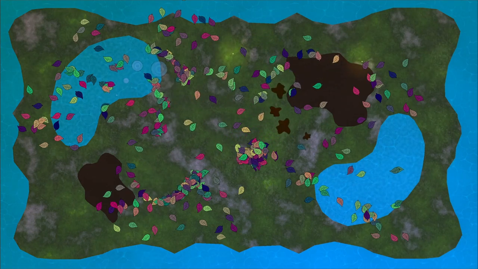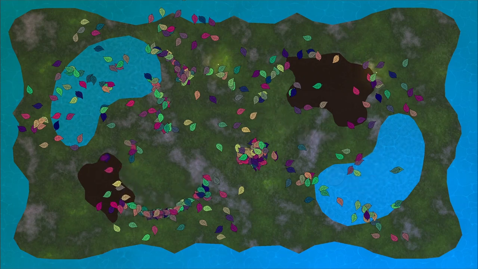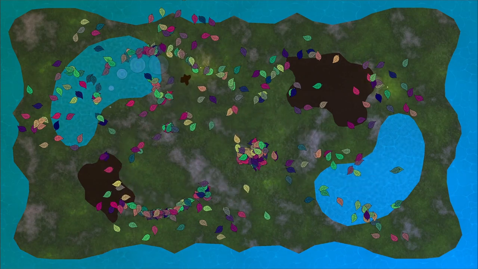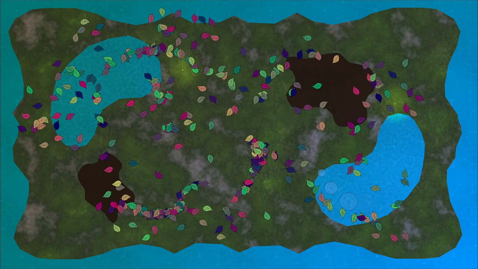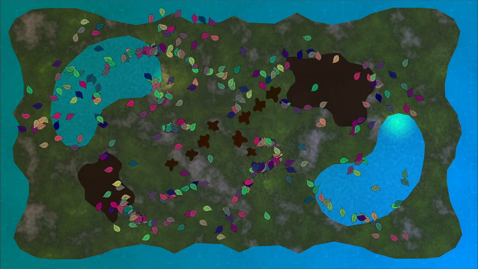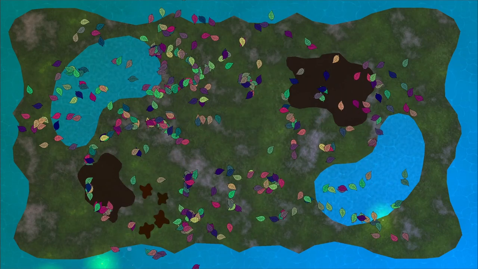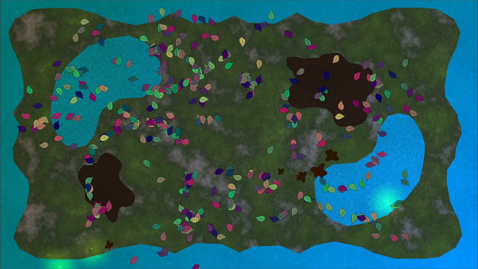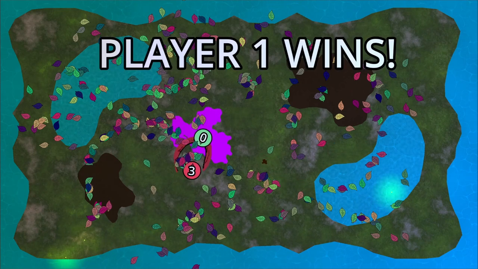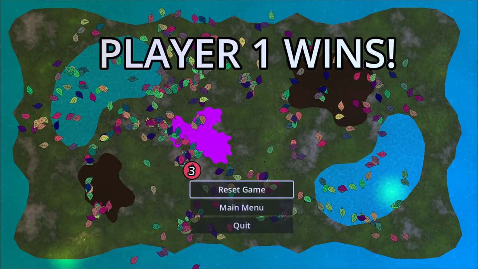You can only discern where you are and where your opponent is by environmental cues such as rustling leaves, ripples on water, or muddy footprints left behind. When you think you know where your opponent is, you can attack, but be careful. If you miss, you'll be visible and unable to attack for 2 seconds.